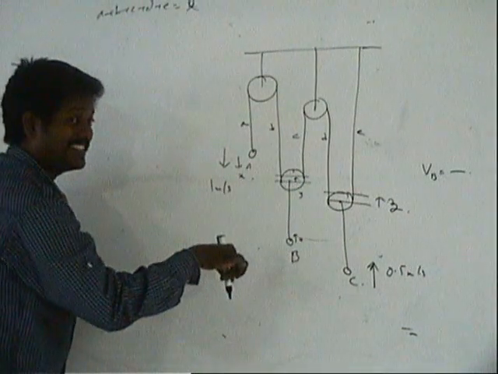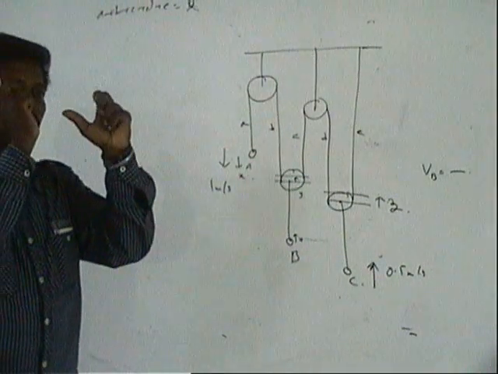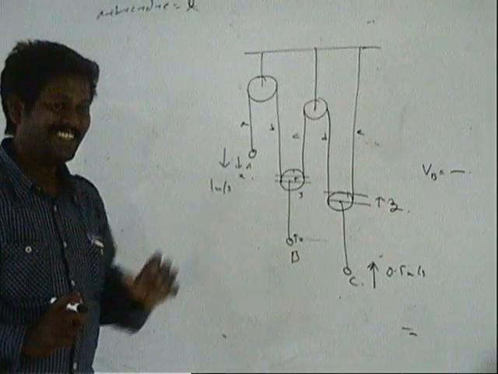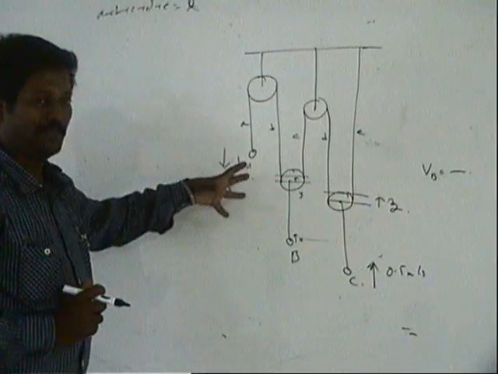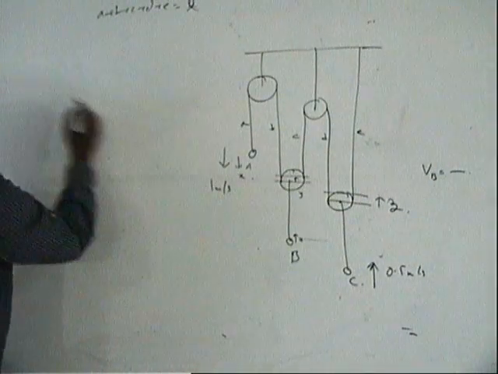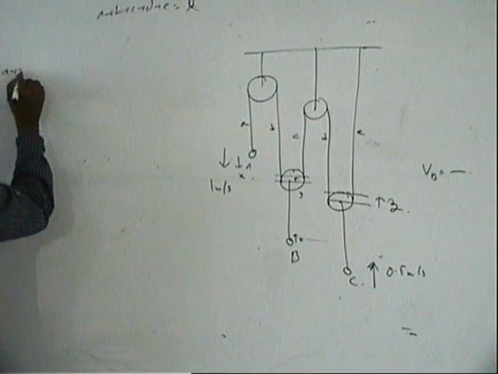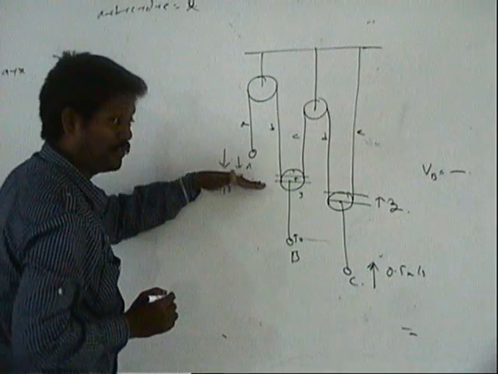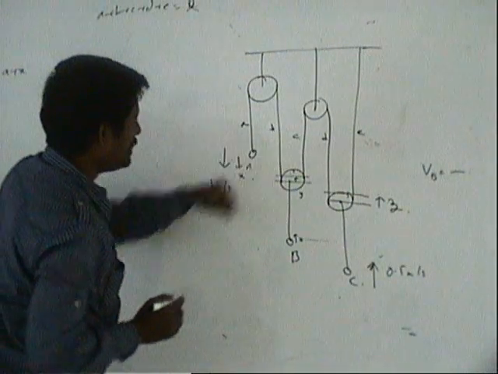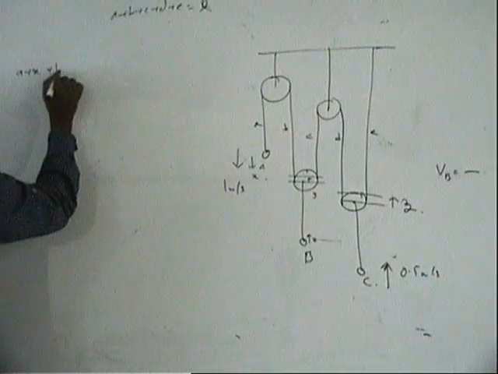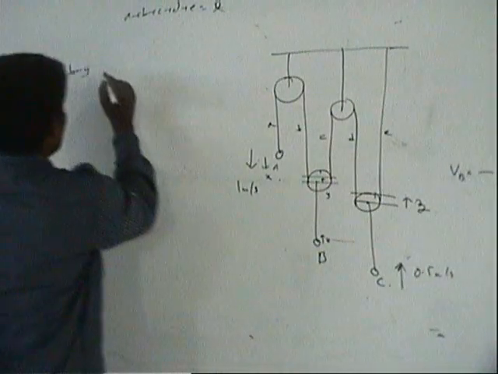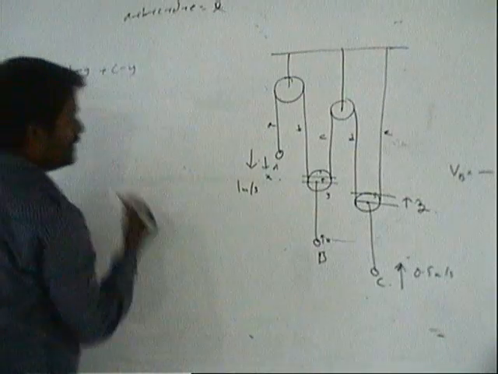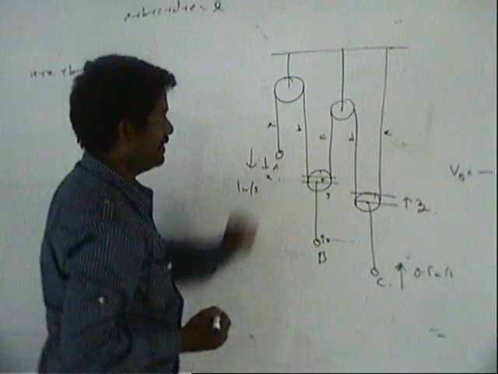New string length, in other words, we have taken a photograph at one particular instant. Again, as they were moving, again another photograph you are taking. The system appears for us. So you have A plus X. A plus X is the new length. Now B minus Y. It has gone up. Plus C minus Y. It has gone up.